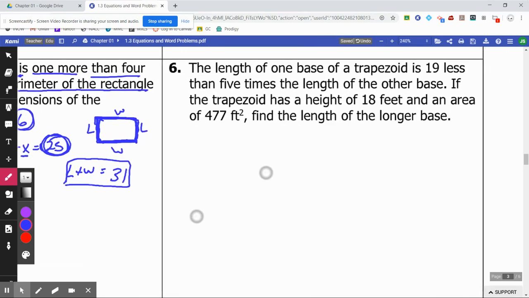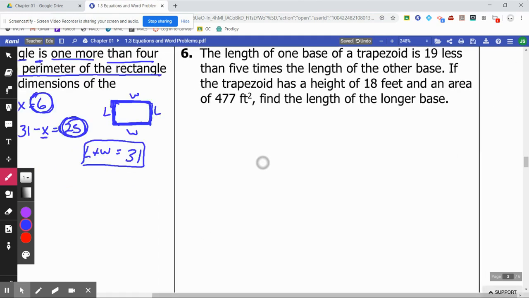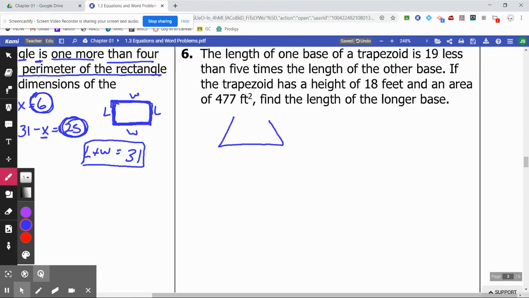Number 6, we have a trapezoid. So let's draw the trapezoid. It says the length of one base of a trapezoid is 19 less than 5 times the length of the other base. So that's going to be your two unknowns. The trapezoid has a height of 18, so we can label that. They just flat out tell you the height is 18, and an area of 477.